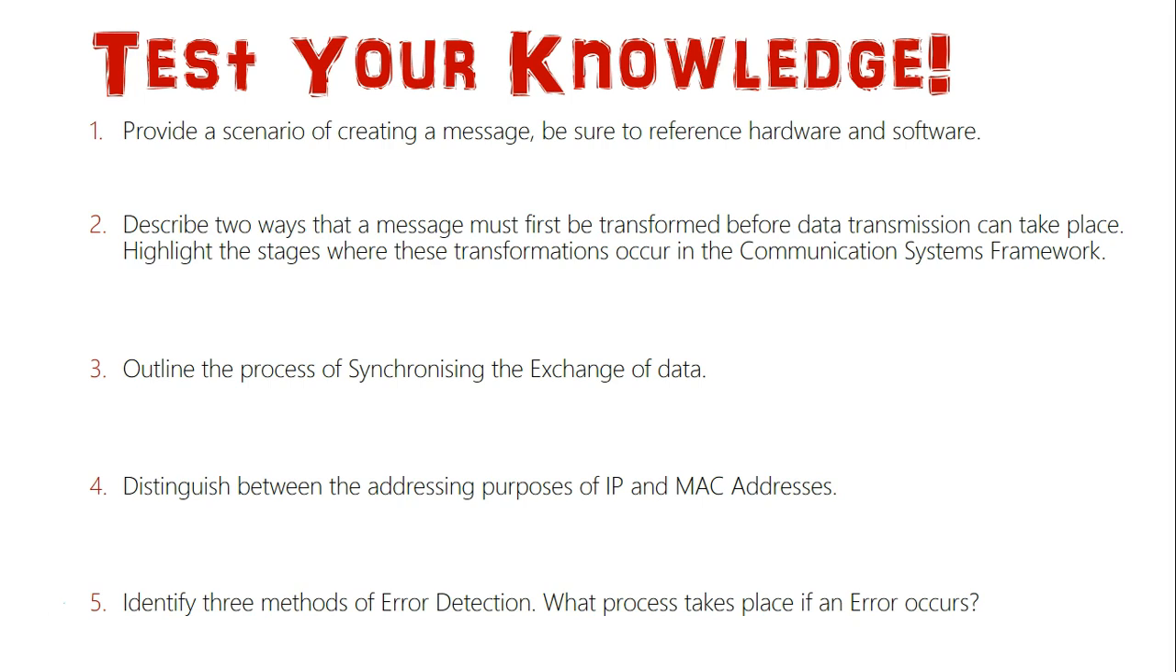Question 2, describe 2 ways the message must first be transformed before data transmission can take place. Highlight the stages where these transformations occur in the communication systems framework. Question 3, outline the process of synchronizing the exchange of data. Question 4, distinguish between the addressing purposes of IP and MAC addresses. And question 5, identify 3 methods of error detection. What process takes place if an error occurs? So I encourage you to pause the video here, and at 1 minute, we shall start going through the answers.